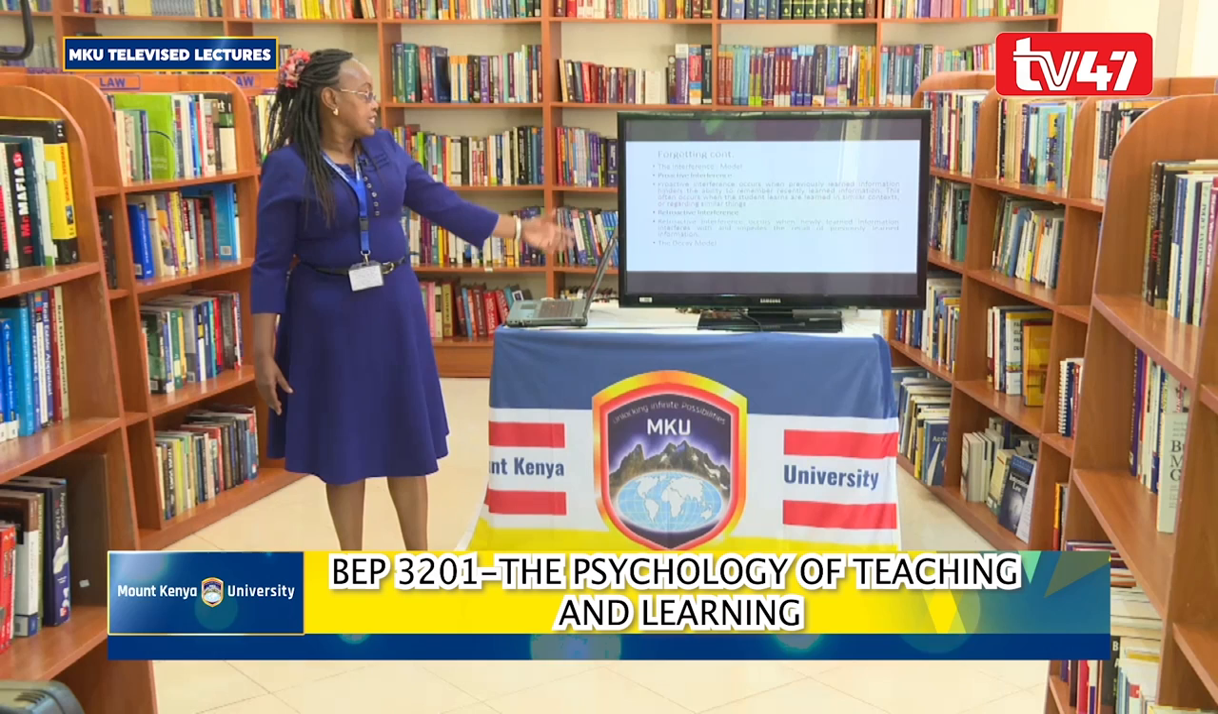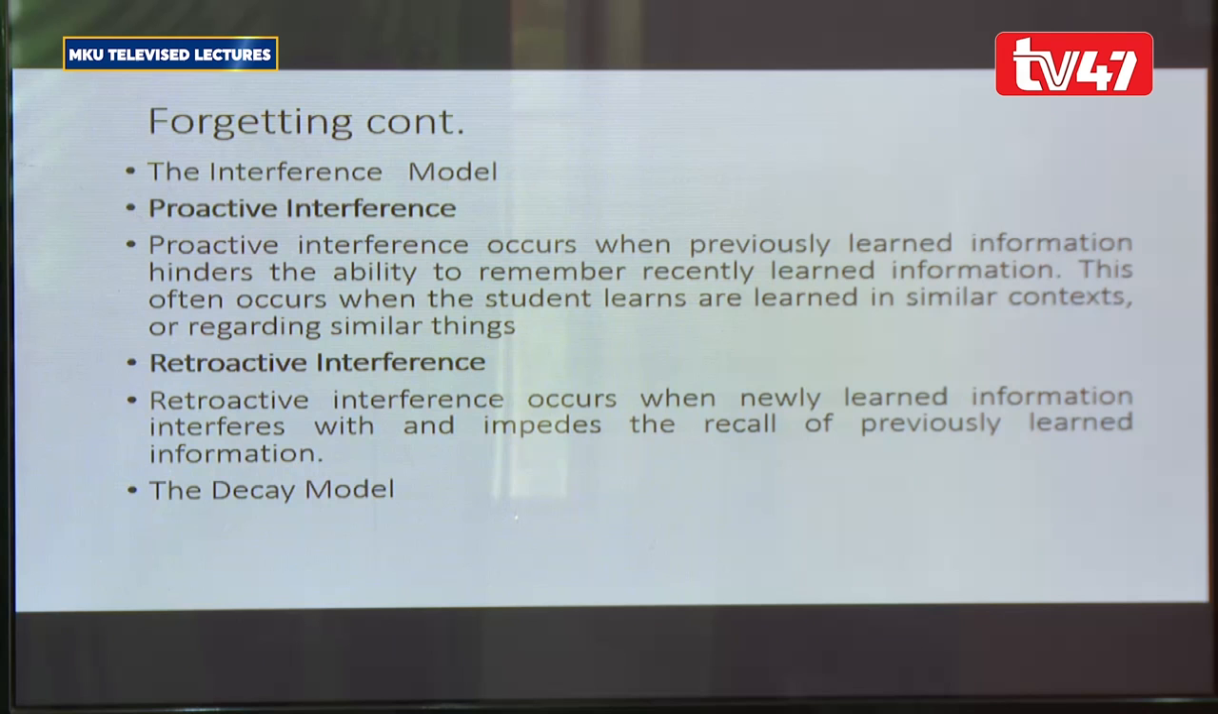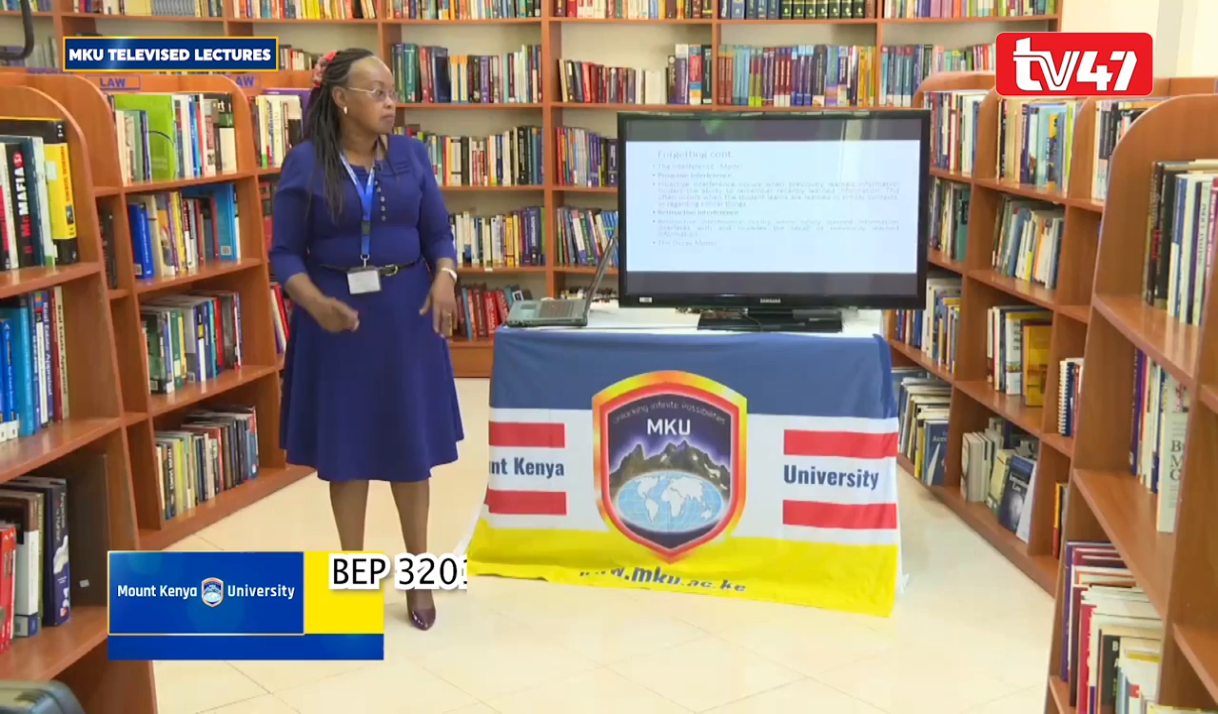Now, this one simply means that whatever we had learned previously interferes with or hinders the ability to remember that which we have learned recently. And most of the time we find that the things we forget through this model are those learned during similar circumstances, similar things. They interfere with each other. It's like we confuse them. And therefore, that's what we call the proactive interference model.